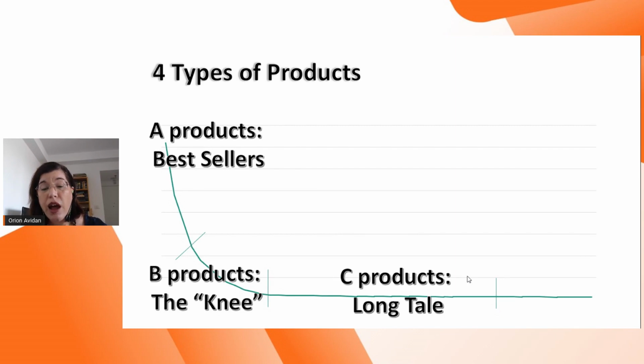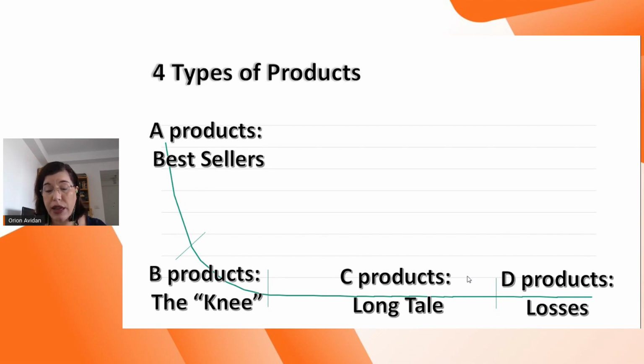And a lot of retail in e-commerce builds on the long tail because of the geographical reach, but those are still small products. And finally, we have the D products, which are the losers. They take up too much money or time or attention or all of the above compared to the value they create and the income they generate.